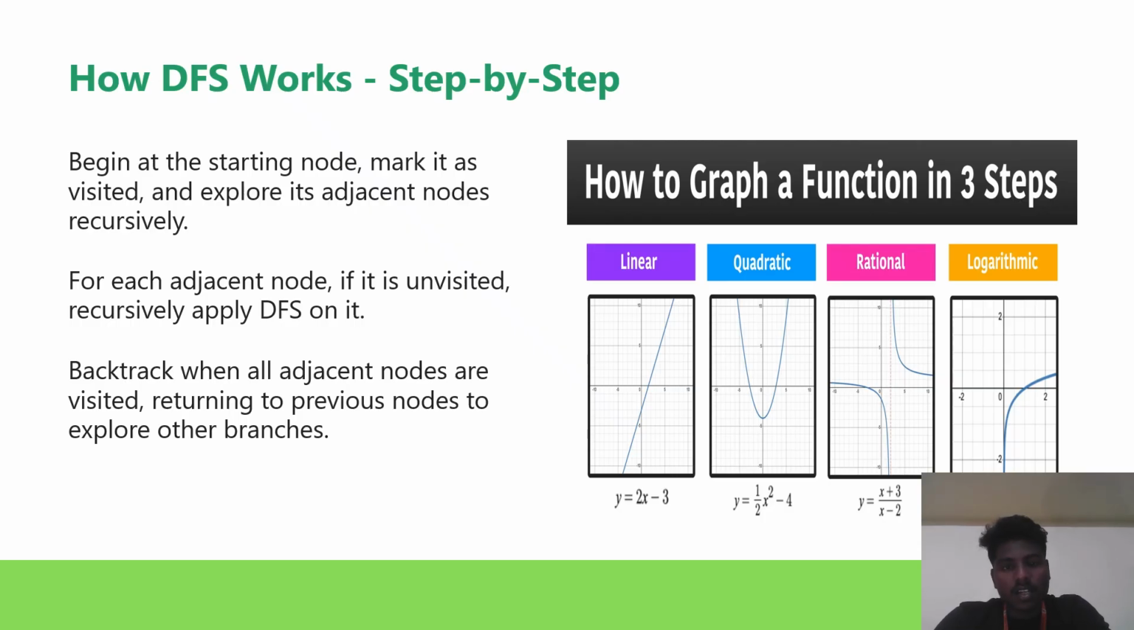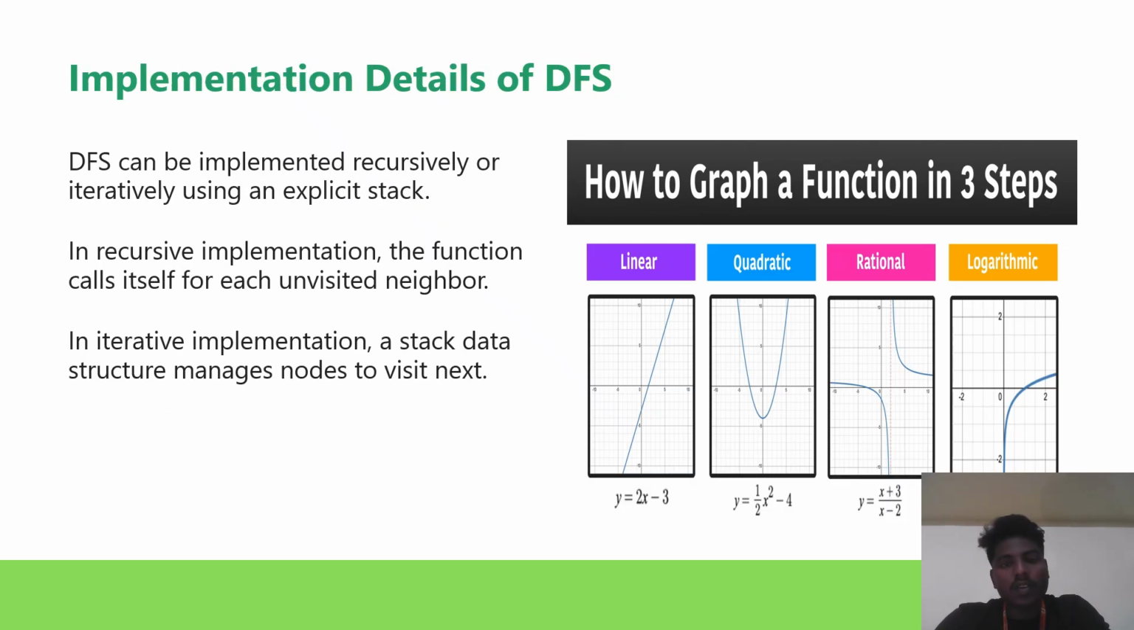Begin at the starting node, mark it as visited, and explore its adjacent nodes recursively. For each adjacent node, if it is unvisited, recursively apply DFS on it. Backtrack when all adjacent nodes are visited, returning to previous nodes to explore other branches. Implementation details of DFS.